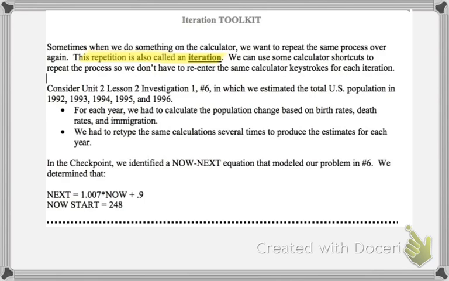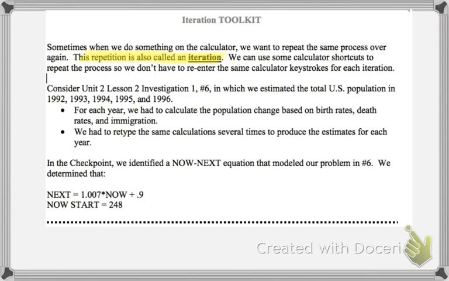An iteration is just when we repeat the same process over and over again in the calculator. A lot of times when we're doing calculations, we want to repeat it and predict for another year or another day or another situation. An iteration is what allows us to do this repetition quickly. We can use some calculator shortcuts to repeat the process so we don't have to re-enter everything over and over again.